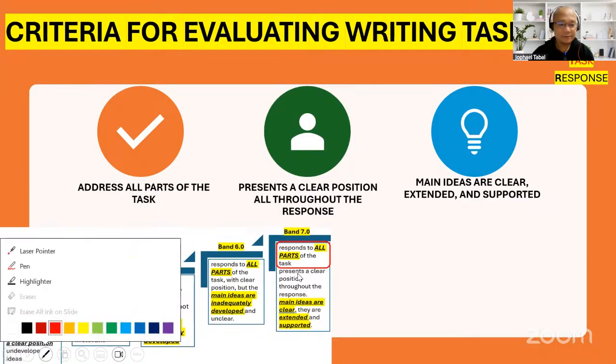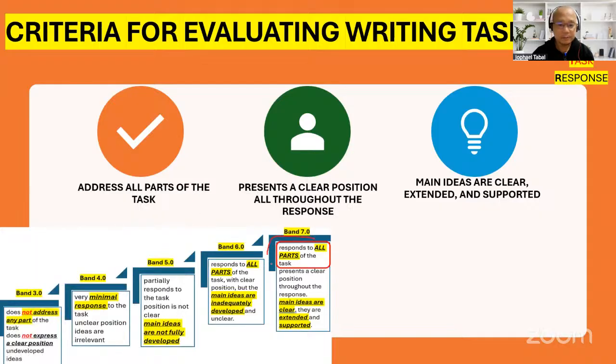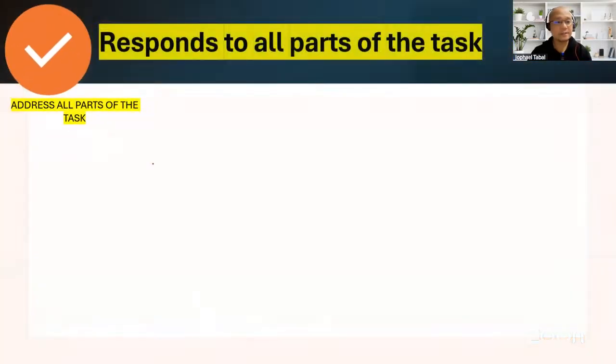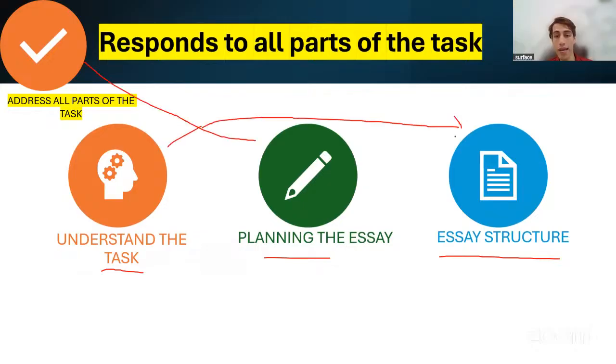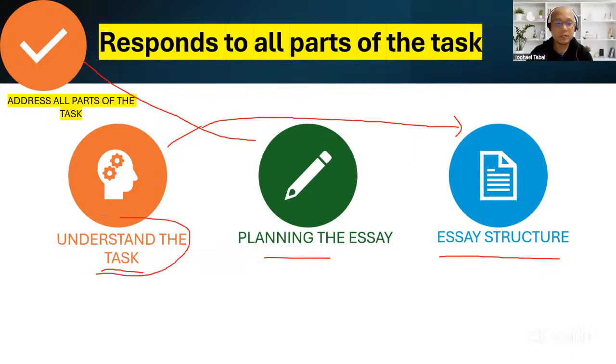So here we have the response to all parts of the task. We have here number one, address all parts of the task. So let's check first this one. Understand the task. What is a task? Plan the essay and essay structure. So these are the three key points. Actually, I do this one. Planning the essay is very important. So we have understand what is your task, how you plan your essay, and essay structure.